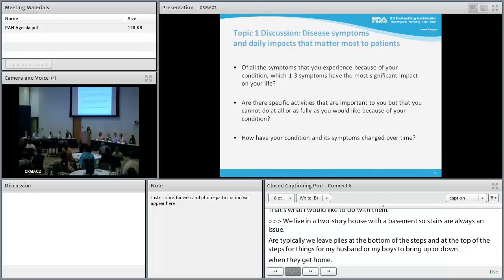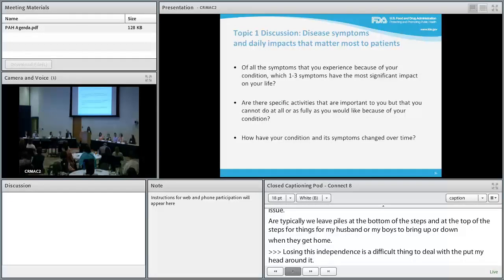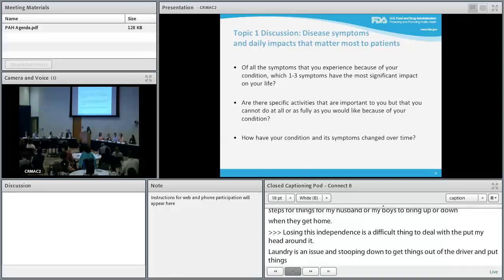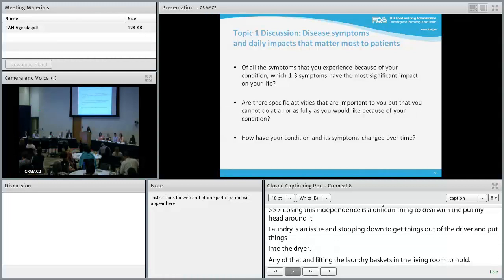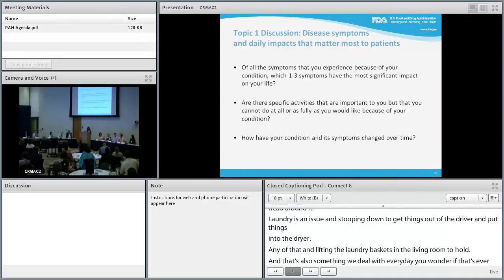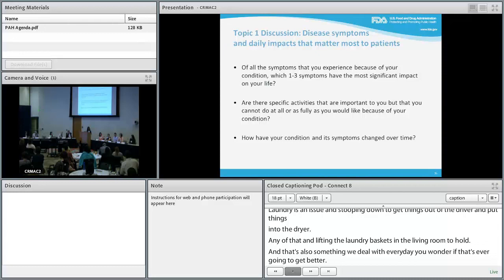Laundry is an issue. Stooping down to get things out of the dryer, put things in the dryer. Any of that, lifting the laundry baskets to take them to the living room to fold, is also something that you deal with every day, and you wonder if that's ever going to get better. As I've said, the medications that I'm on have helped immensely with that, and with the shortness of breath, I'm much better today than I was 6 years ago.